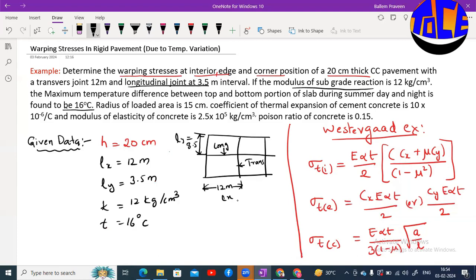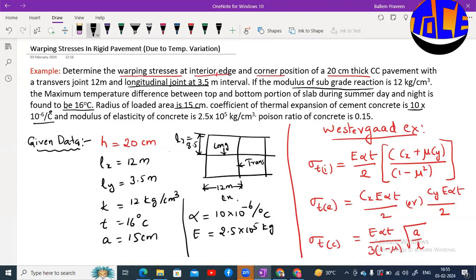And the radius of loaded area, that is small a, is 15 centimeters. And the coefficient of thermal expansion alpha is given as 10 into 10 to the power of -6 per degree Celsius. So this is per degree Celsius. And the modulus of elasticity of concrete, that is capital E, is equal to 2.5 into 10 to the power of 5 kg per centimeter square. So this is centimeter square, sorry. And Poisson's ratio mu value is 0.15. So Poisson's ratio is 0.15 for that concrete.